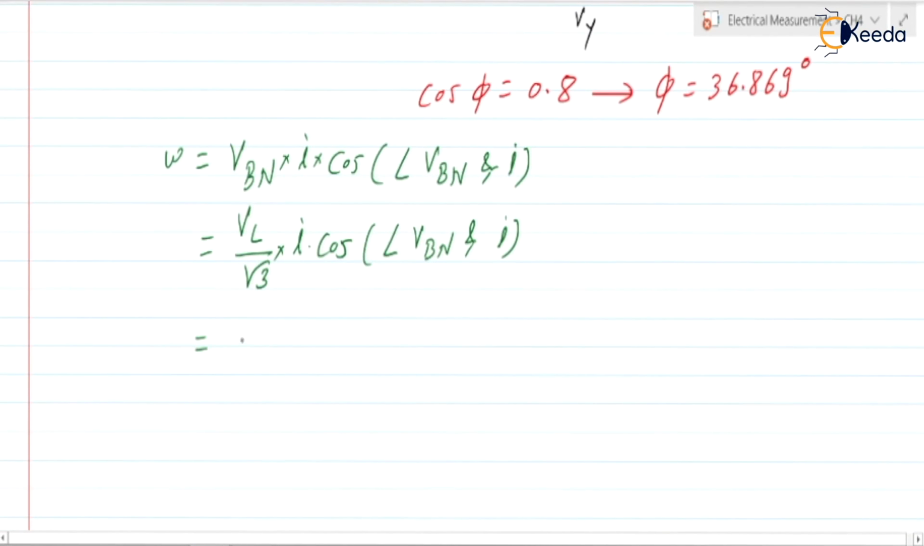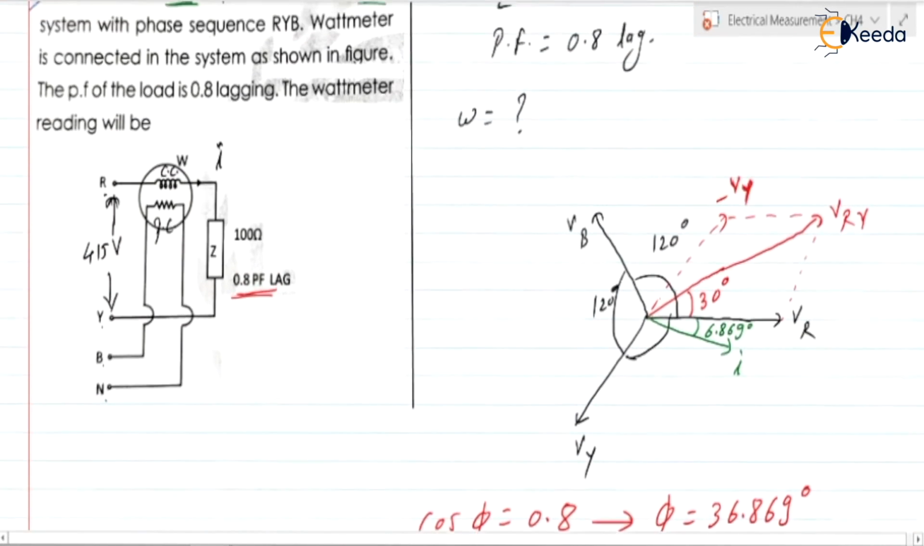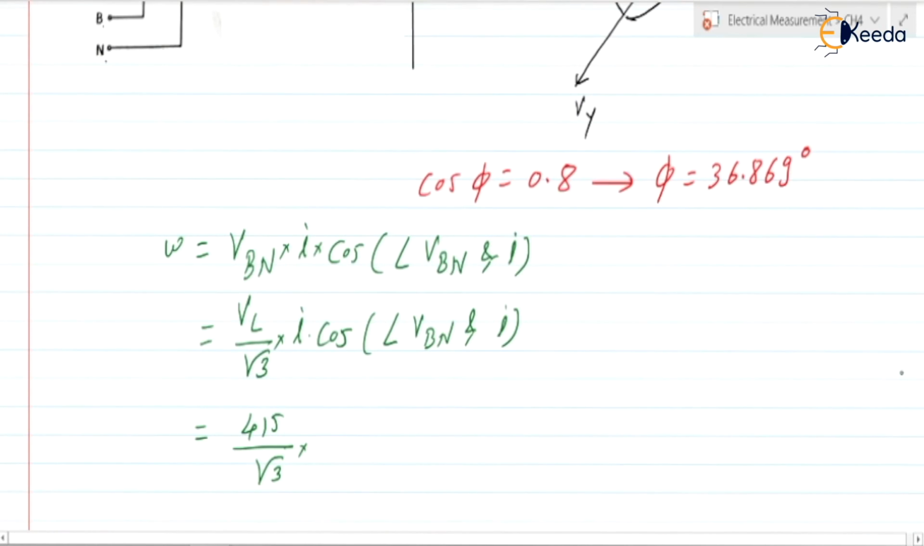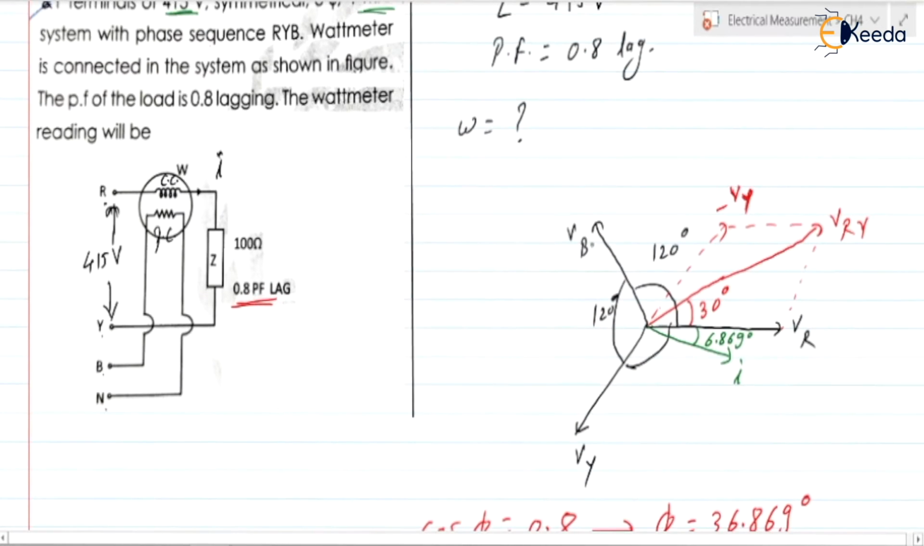So 415 divided by root 3 into current I. What is the current I? We can find current I by using VRY divided by this 100. VRY by 100 is nothing but 415 divided by the impedance 100. This is the current I, into cos of, what is the angle between VBN and I? That is the angle between VB and I.